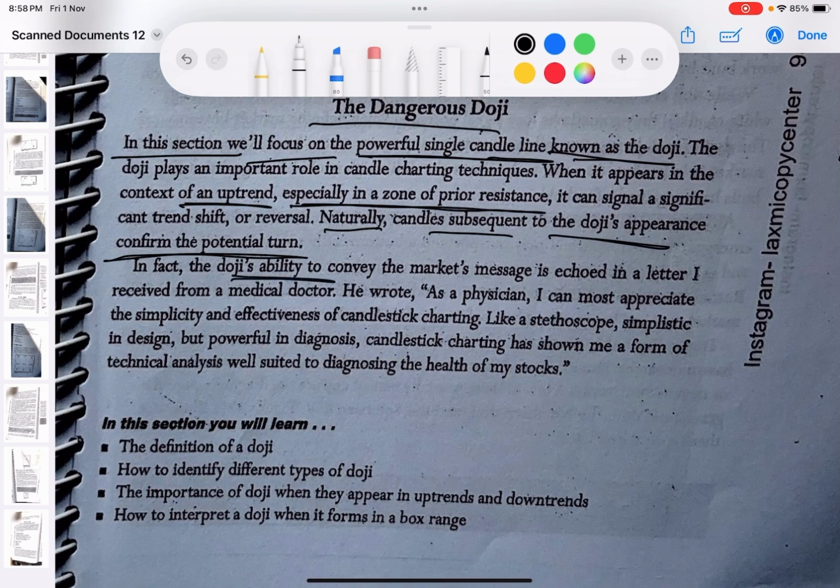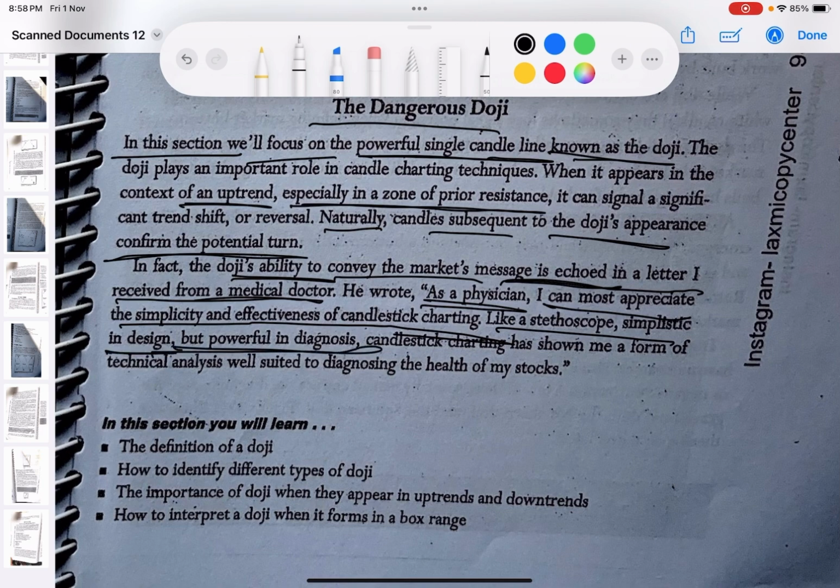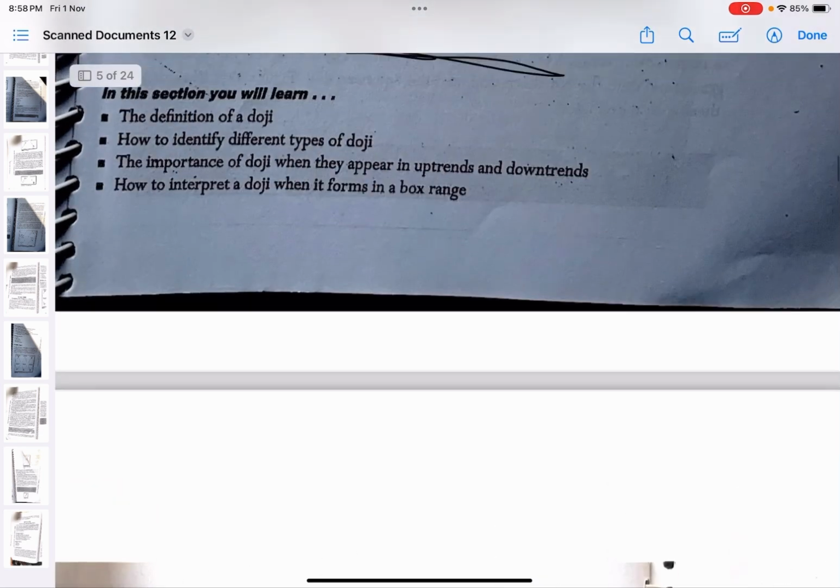In fact, the doji's ability to convey the market's message is echoed in a letter received from a medical doctor. As a physician, I can most appreciate the simplicity and effectiveness of candlestick charting. Like a stethoscope, simplistic in design but powerful in diagnosis, candlestick charting has shown me a form of technical analysis which is good to diagnose the health of my stocks.